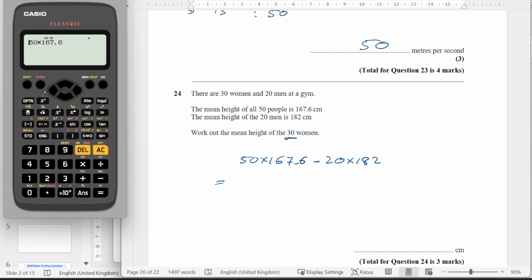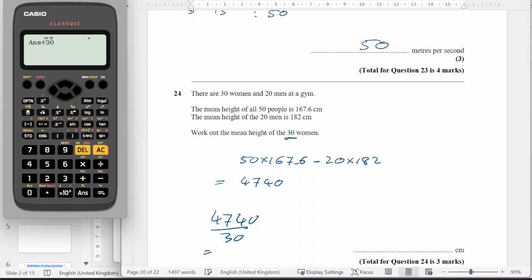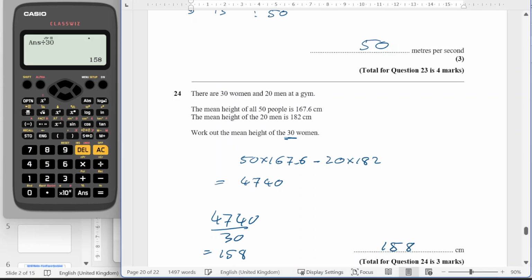And then I want to subtract the total height of the men, which is going to be 20 times by 182. So that's going to be the total height of all of the females. There are 30 of them, so their average height would be that divided by 30. So divided by 30 gives me 158 as their average height, or their mean height. I'm not very happy with that 5, sorry. So 158.